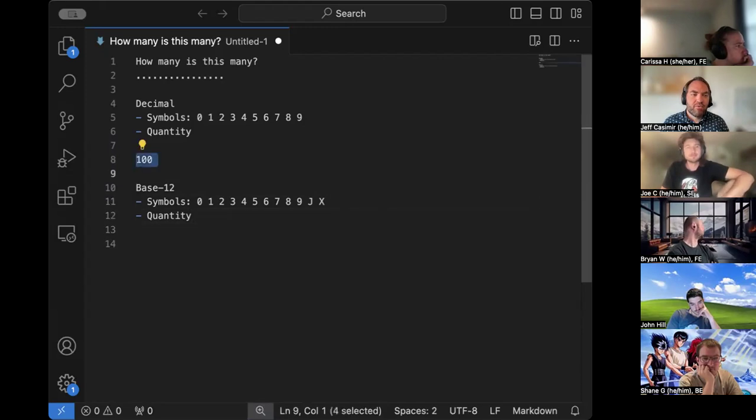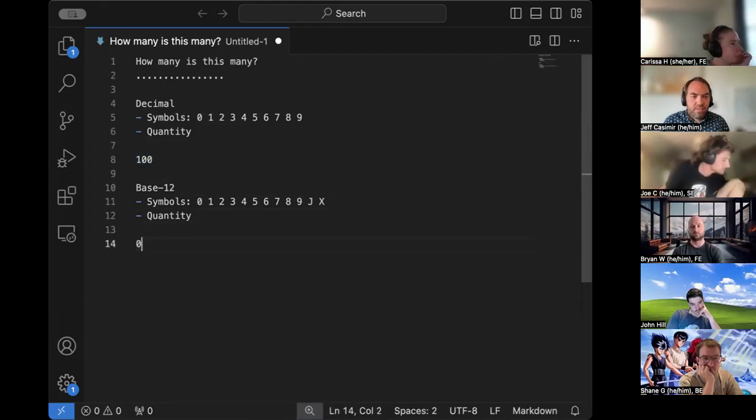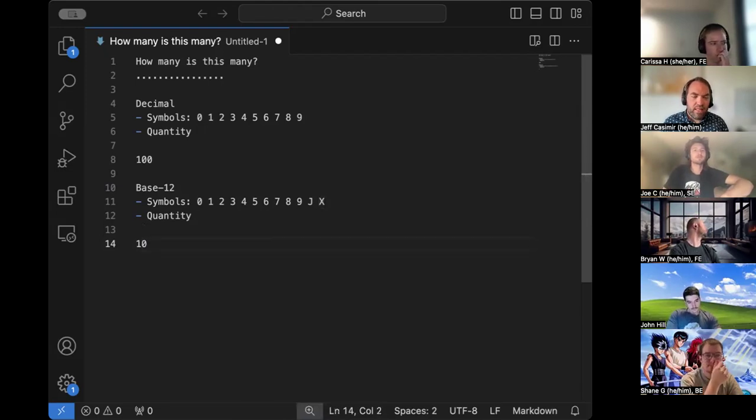Now, how do we count? Okay. So we go 0, 1, 2, 3, 4, 5, 6, 7, 8, 9. Now we're not out of symbols. So we go J and then X. And then we are out of symbols. So the X becomes a 0 and we add a leading 1. And then we go 11, 12, 13, 14, 15, 16, 17, 18, 19. We continue to not be out of symbols. We say J and then X. And then after X goes to 0, this has to increment to 2.